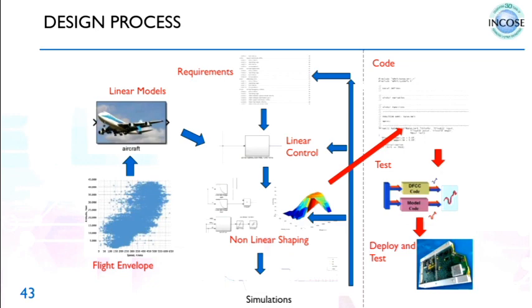Honeywell is very good at the right side. We do have people in the USA working on the left side, but mostly we work on the right side, at least in India. A lot of linear control also happens in India, but may not be for this aircraft, but for other systems.